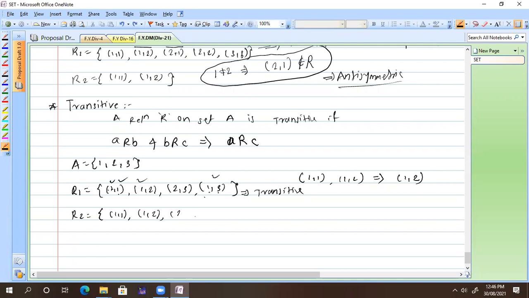In the next lecture we are also going to see equivalence relation. At that time we are going to see all these properties one more time. So tell me, what about R2 and R3, whether it is transitive or not.